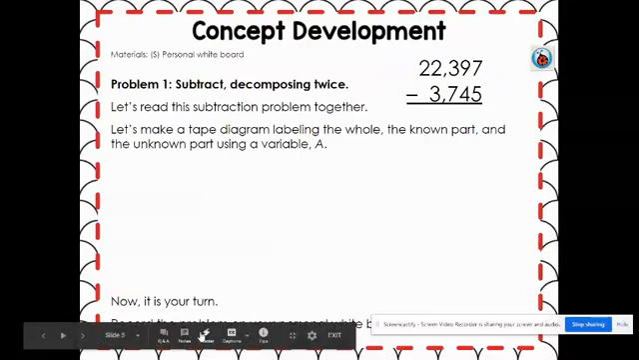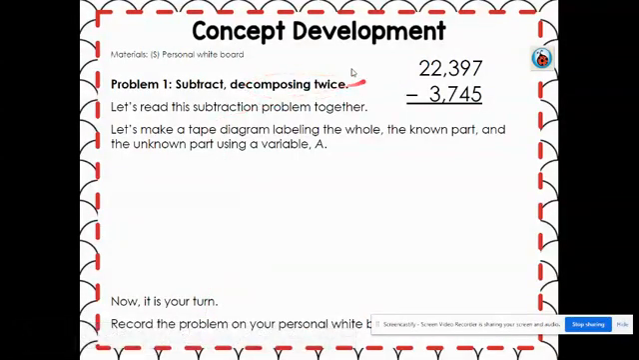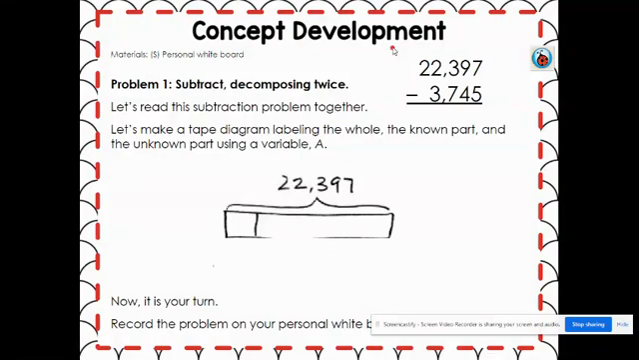Okay, so now we're going to do some more subtraction. And we're going to continue to subtract, but now we're going to have to decompose or regroup 2 times. So 22,397 minus 3,745. Let's do a tape diagram. There's our tape diagram. And with that tape diagram on the top, I've got 22,397. Then the part that I know is 3,745, and my unknown part we're going to label with variable A. I don't know that part. That's what I'm trying to figure out.